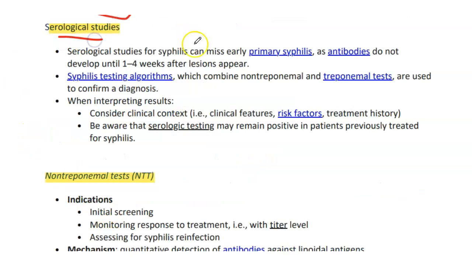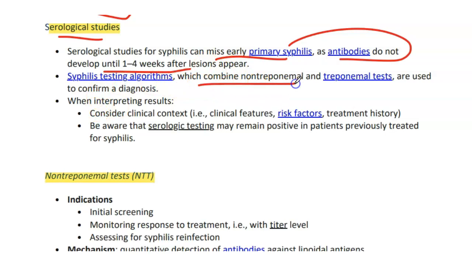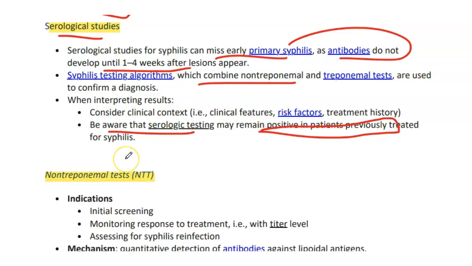Serological studies can miss early primary syphilis, as antibodies do not develop until 1 to 4 weeks after the lesions. A syphilis algorithm is used which combines non-treponemal and treponemal tests. When interpreting results, be aware that serologic testing may remain positive in patients previously treated for syphilis.